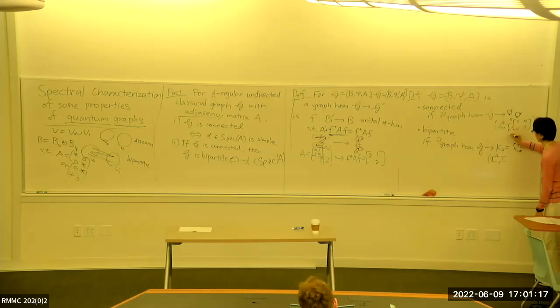Probability uniform distribution out. This is the matrix 0, 1, 1, 0. Okay.